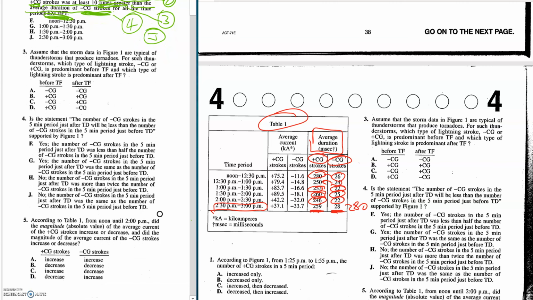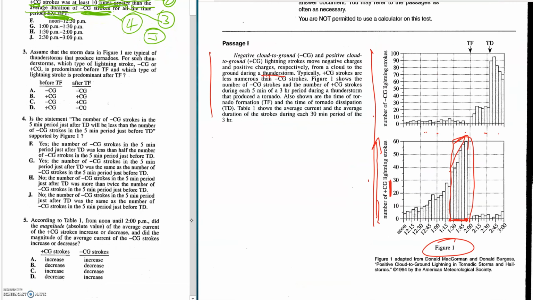Assume that the storm data in figure 1, okay, we've got to come back to figure 1. Oh, erase this stuff. Right, figure 1, assume that the storm data in figure 1, okay, so that's going to be step 1, is find figure 1, are typical of thunderstorms that produce tornadoes. For such thunderstorms, which type of lightning stroke, negative CG or plus CG, is predominant before TF, I don't know what TF is, but hopefully I don't need to know, and which type of lightning stroke is predominant after TF. Let's see if I can do that without even knowing what TF is.